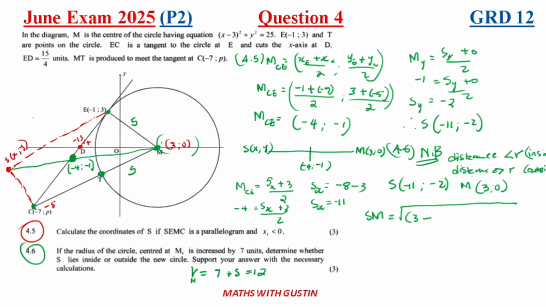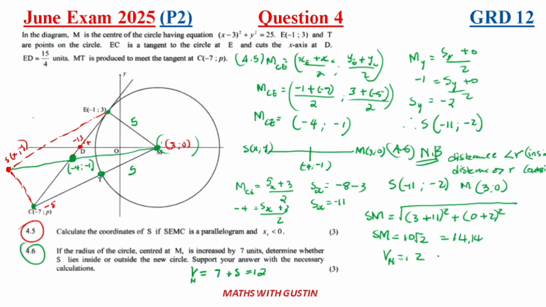3 minus minus is going to be positive 11, all squared. You can double check me, guys. 0 minus minus 2, all squared. So therefore the distance SM is equal to 10 square root of 2, which is equal to 14.14. Right. Now the new radius is equal to 12.